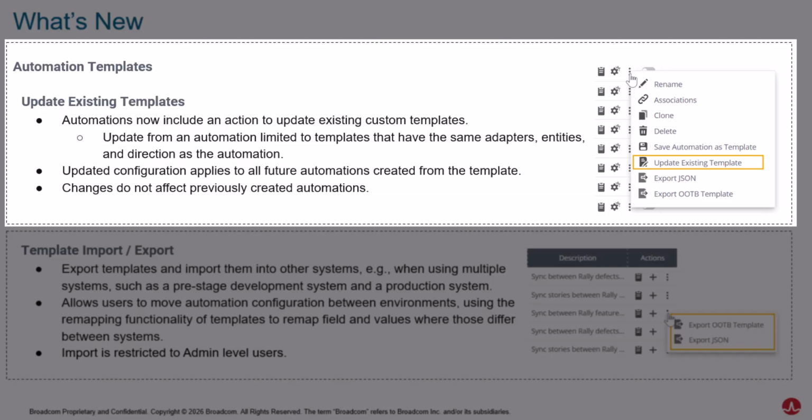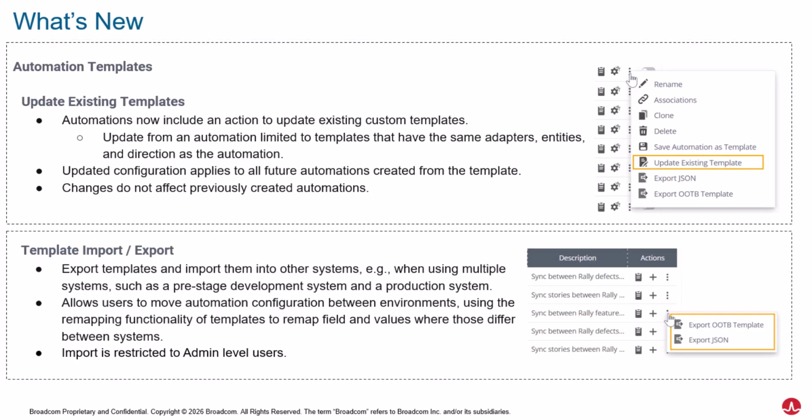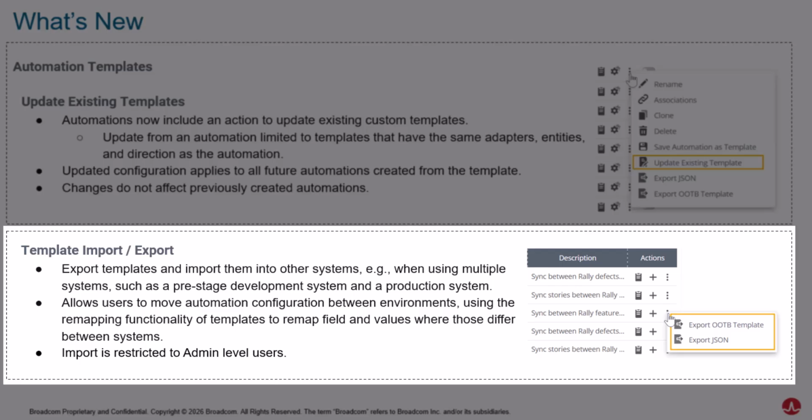That's the first step, being able to update templates. The other piece here is the ability to export and import templates. So for example, between a UAT and a production, you could export your template and import it, or between our internal environments and a customer, we could develop a template, export it, hand it off to a customer, and they could import it into their environment. So this allows users to move automation configuration between environments in the form of a template.